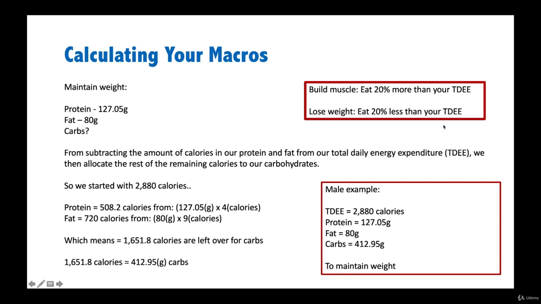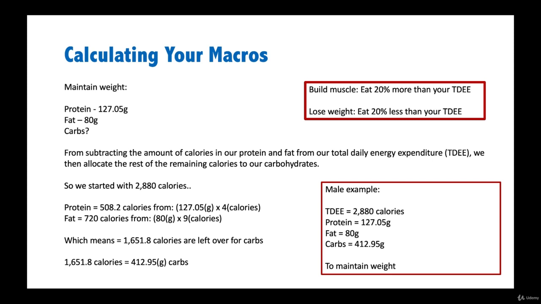Now, to lose weight, it's exactly the same percentage. A rough guide is to eat 20% less than your TDEE. So I'd eat 20% less than 2,880 calories in order to lose weight. Say, for example, I was cutting out 500 calories per day. That means over the week I'd be cutting out 3,500 calories, which is roughly losing a pound of fat per week. But like I said, it depends on your goals and what you want to achieve, guys.